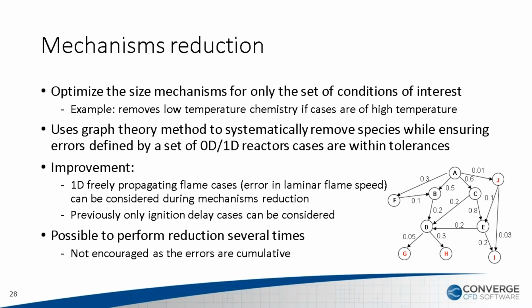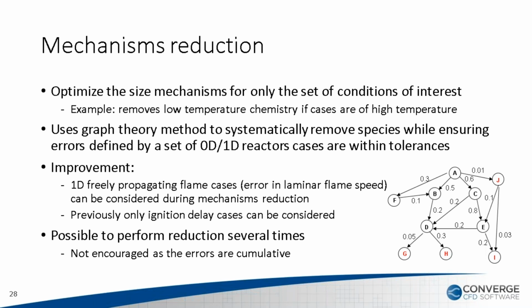within certain tolerances. So the improvement over 2.4 and 3.0 is that we have added 1D freely propagating cases when you do mechanism reduction. Basically we are checking the error in laminar flame speed during reduction. Previously, you only had ignition delay cases, and so we have improved it.